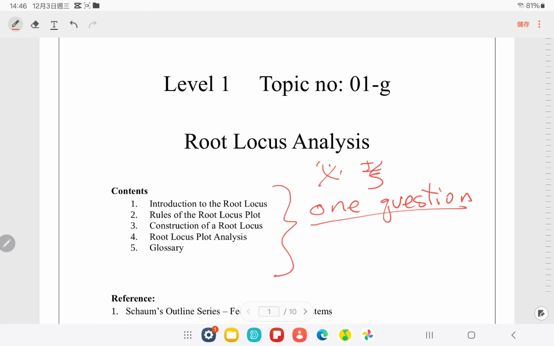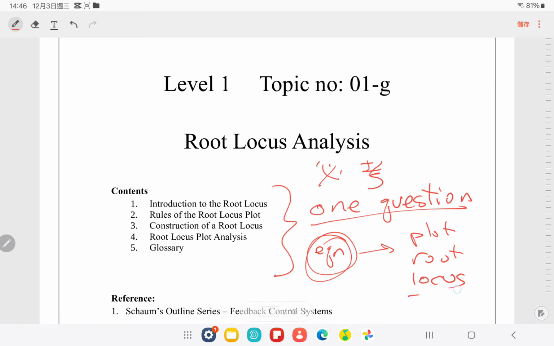And what is the form of this question? I give you an equation. You plot the root locus, or sketch the root locus. Now you sketch it on your answer script, and then that's okay.